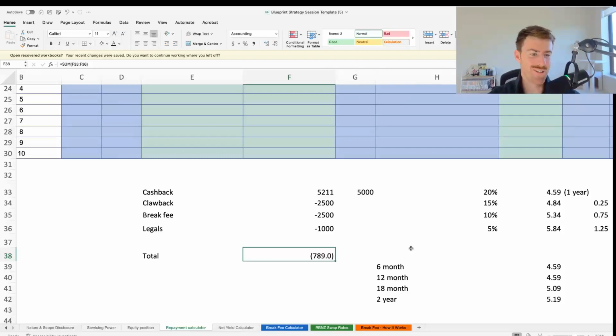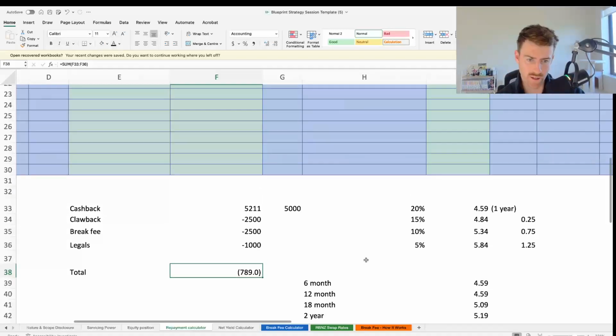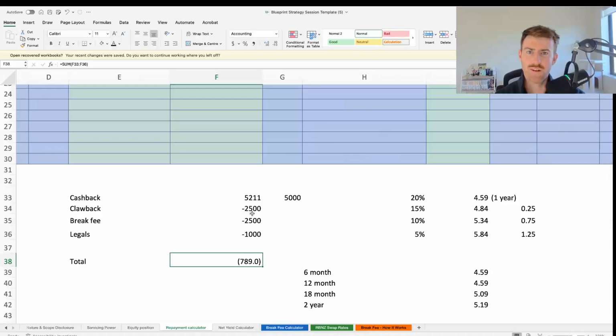So yeah, hopefully that's helpful, guys. I just wanted to go into depth on that. If you want to get access to that break fee calculator, I think that's something I could probably share publicly. I only recently made it, but it's just another additional thing I provide in my service in terms of what's the best thing to do.